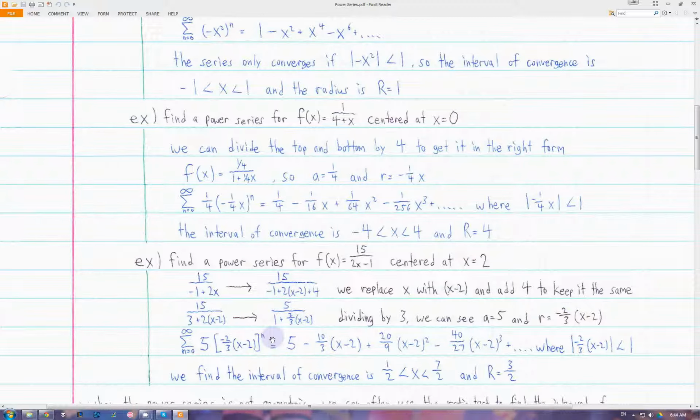So then we write the power series, a times the ratio to the nth power. And we know that the absolute value of the ratio is less than 1. So if we solve for x in this inequality, we get the interval of convergence is 1/2 to 7/2. And remember, we're centered at 2, so we have to go 3/2 out on either side. So the radius of convergence is 3/2.